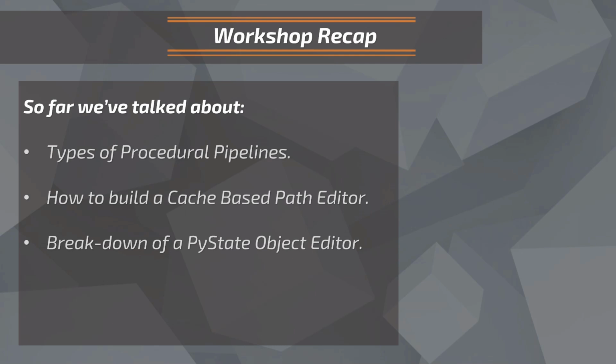So with that, we've pretty much come to the last part of this workshop. And before I continue, I quickly want to recap some of the things that we talked about. So the first thing that we did is talk about procedural pipelines and the types of tools and methods that we can use to build them up. And I've highlighted some as examples as well. Then we went over how to make a cache-based path editor using a save load system and a basic pathfinding setup. And then lastly, we broke down how to build a Python viewer state based editor to take objects in a cache, move them around, and then save the changes back to that cache.